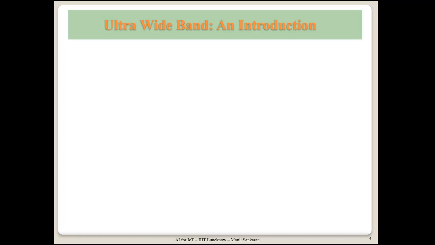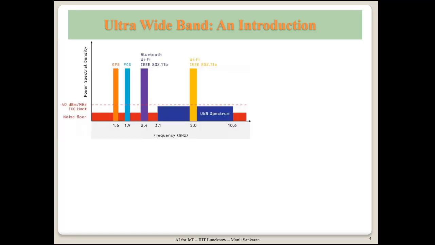As the name indicates, it's a wide band of frequencies, which is nothing but the bandwidth. Now, this is all in gigahertz. The comma is given as a dot because in the American style, some places don't use a dot, they use a comma. This is 1.6 and 1.9 gigahertz, 2.4.